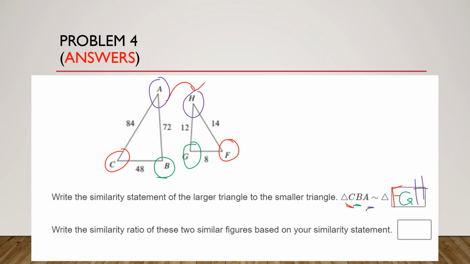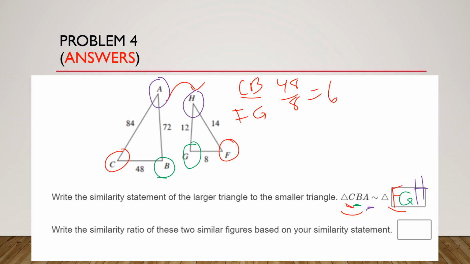So if we're finding the similarity ratios, remember that's when we have to make sure that the sides are matching up. Again, we'd have to go in order. So if we go from C to B, that's also F to G. That would give us 48 to 8, which is 6. And the similarity ratio should, again, be the same for all of them.